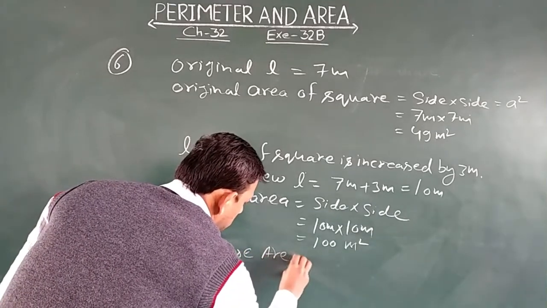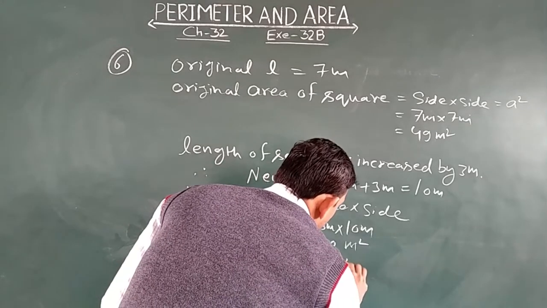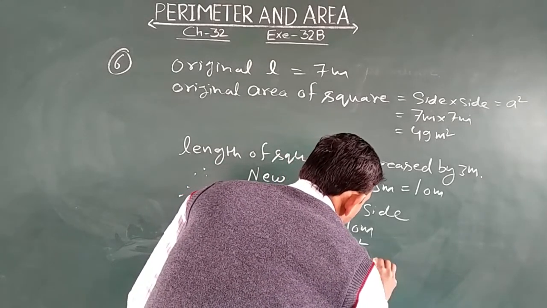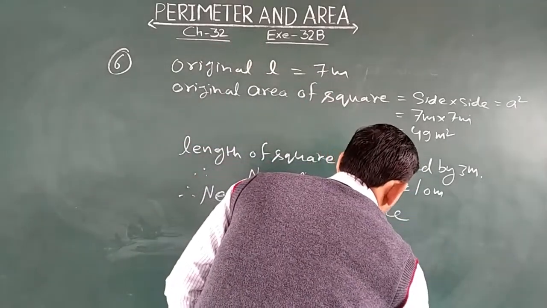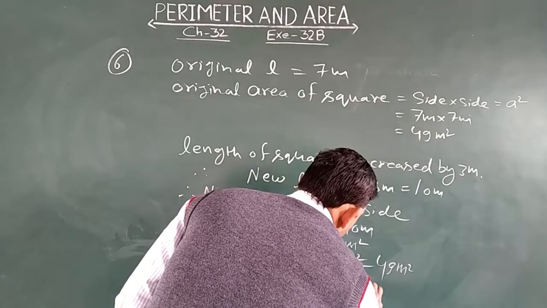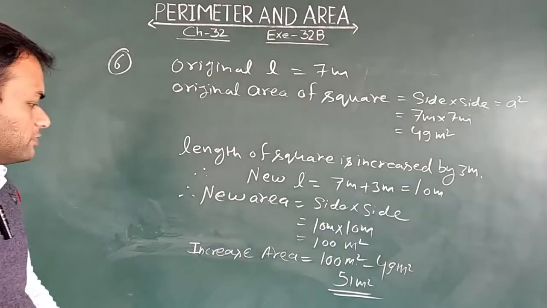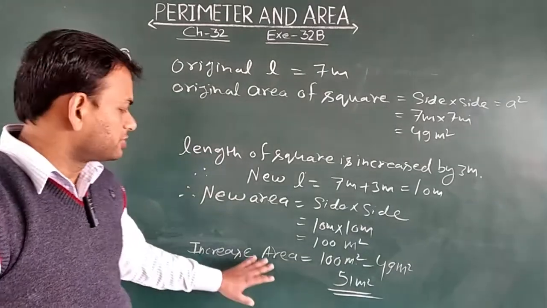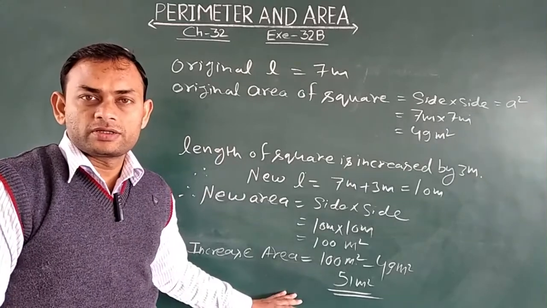Okay, so increase in area is equal to 100 meter square minus, it is 49 meter square. So you will get 51 meter square. This is the answer of this question. Okay, you will just subtract the original area from the new area of the square.